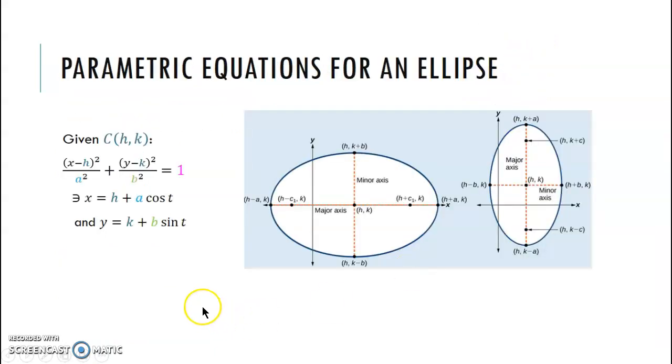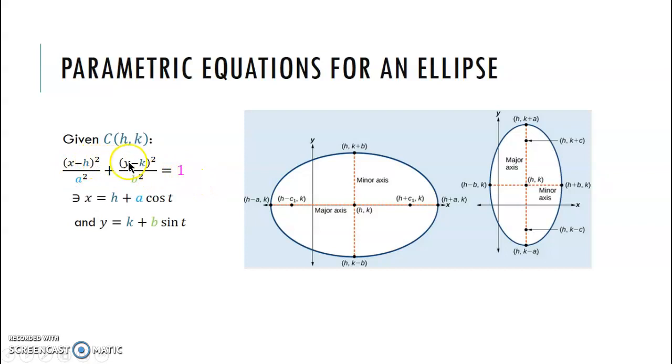All right, so let's talk about then parametric equations for an ellipse. First, we want to talk about the rectangular equation for an ellipse. So given our center at (h, k), our ellipse is (x minus h) squared over a squared plus (y minus k) squared over b squared is equal to 1. Now where do a and b come from on a graph? Let's just quickly spend some time and understand.